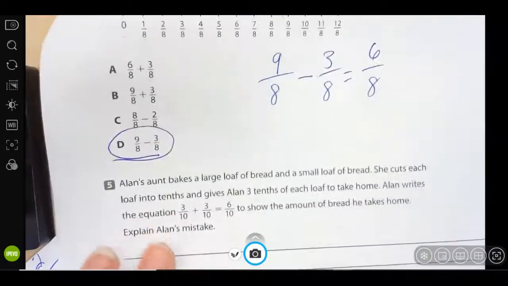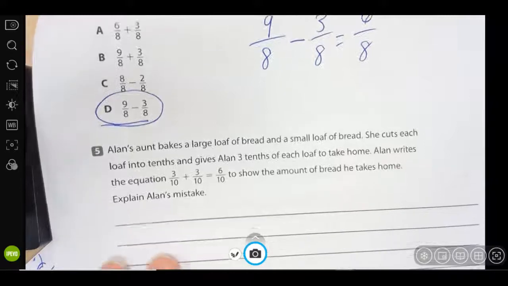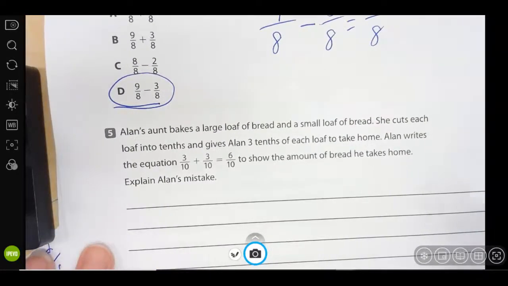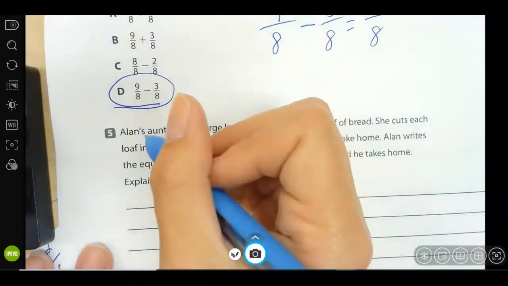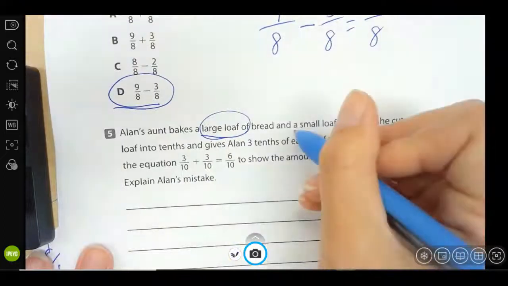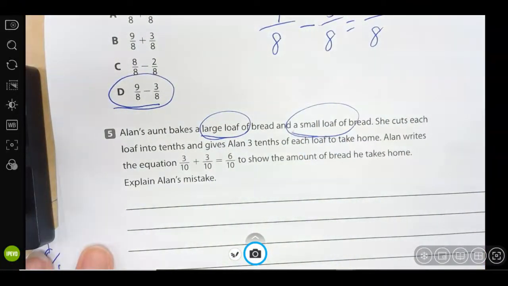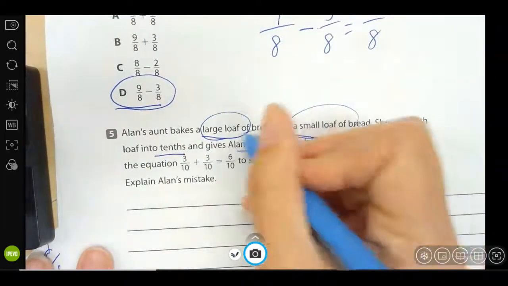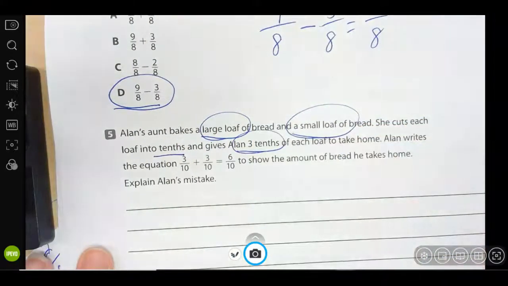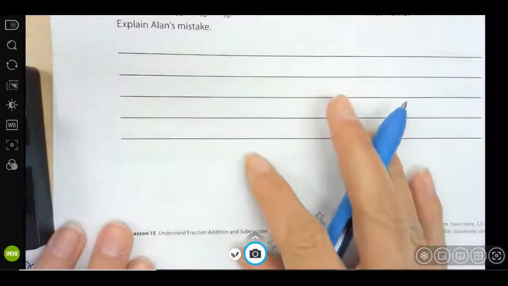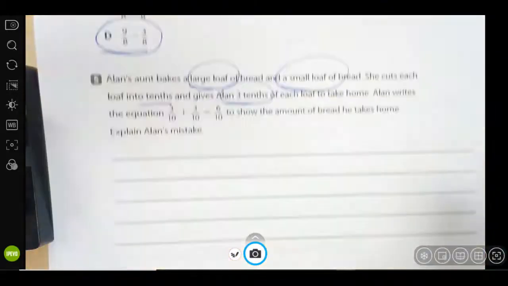All right. Let's finish with number 5. Go ahead and erase your whiteboard. Alan's aunt bakes a large loaf of bread and a small loaf of bread. She cuts each loaf into tenths and gives Alan 3/10 of each loaf to take home. So let's draw that. Draw on your whiteboard. We're going to draw 2 loaves of bread.